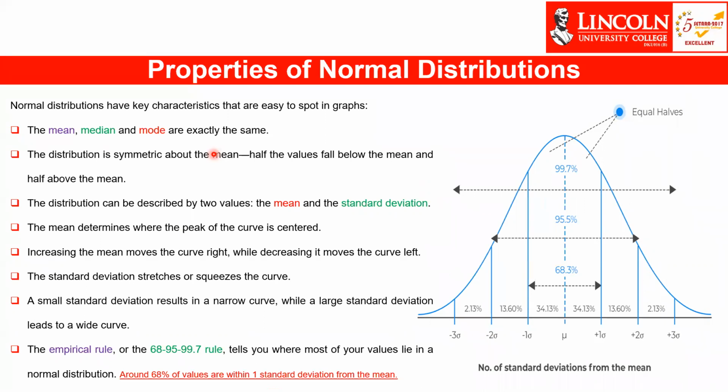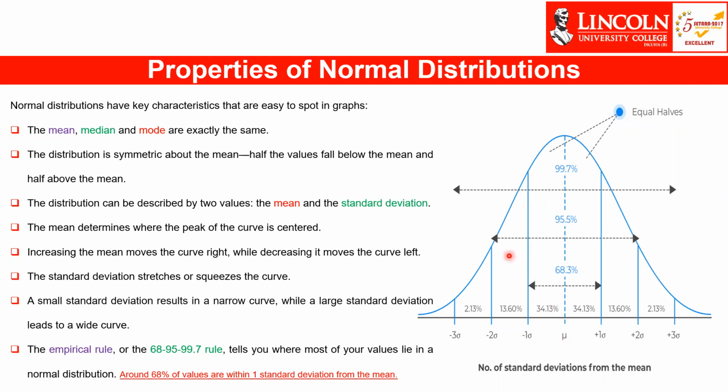So the distribution can be described by two values, the mean and the standard deviation. The mean determines where the peak of the curve is centered. Increasing the mean moves the curve right, while decreasing it moves the curve towards the left. The standard deviation stretches or squeezes the curve. A small standard deviation results in a narrow curve, while a large standard deviation leads to a wide curve.